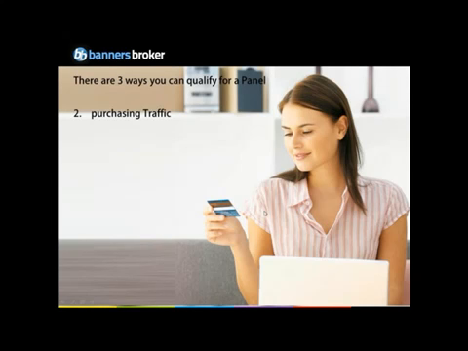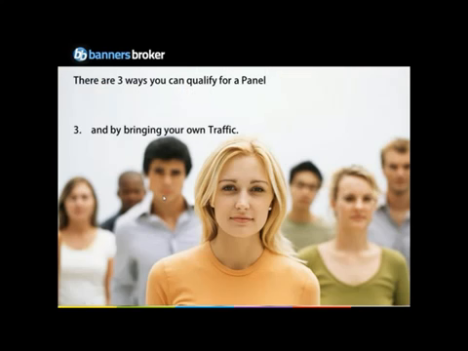The second way is purchasing traffic. This is going to be available in version 2. Purchasing traffic means exactly what we say: you can buy the traffic from Banners Broker to qualify your panels. The amount of traffic that each panel requires to qualify is going to be a ratio. Traffic packs cost $50 a pack. That doesn't mean it takes 1 traffic pack to qualify just a yellow panel, so you'll be able to break down the ratios to qualify the panels based on the traffic pack.